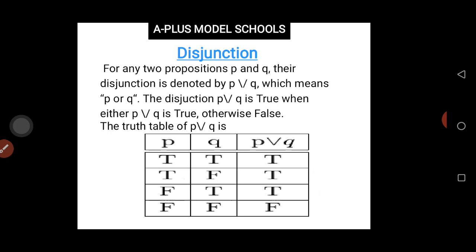And if you have P is false, Q is true, P or Q will also be true. Why? Because one of them is true. But if P is false and Q is also false, definitely P or Q will be false. Why? Because none of P or Q is true.